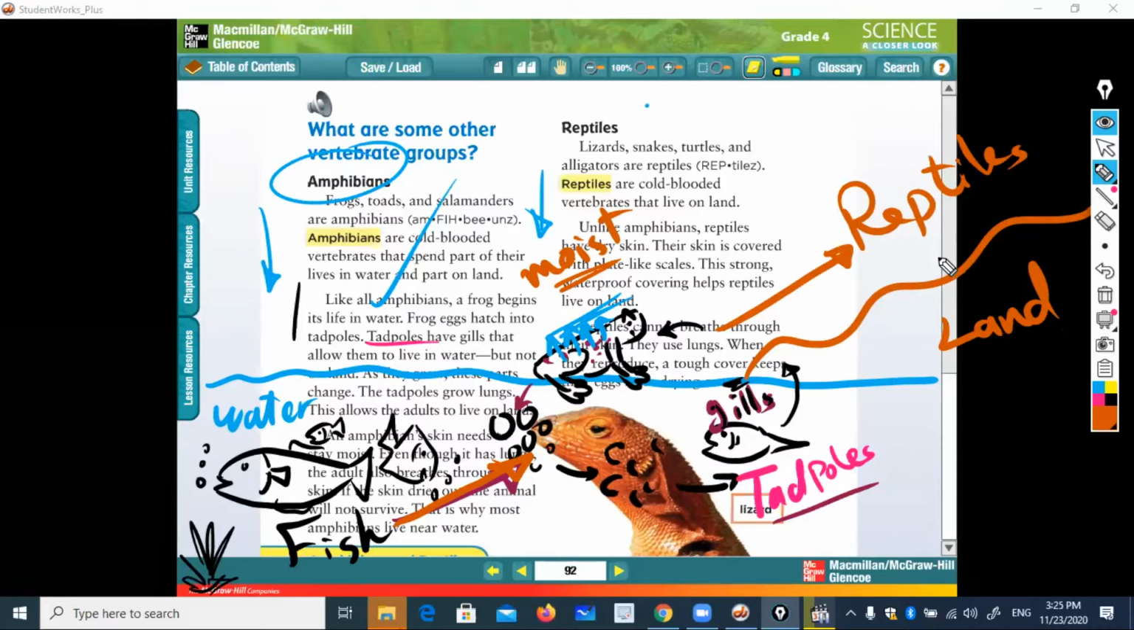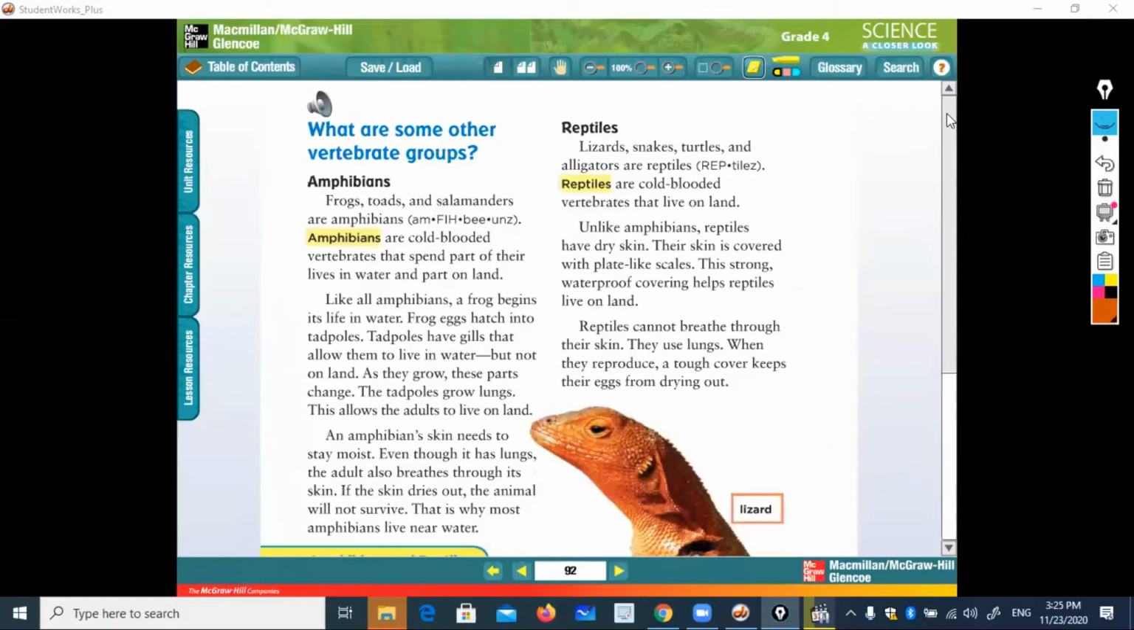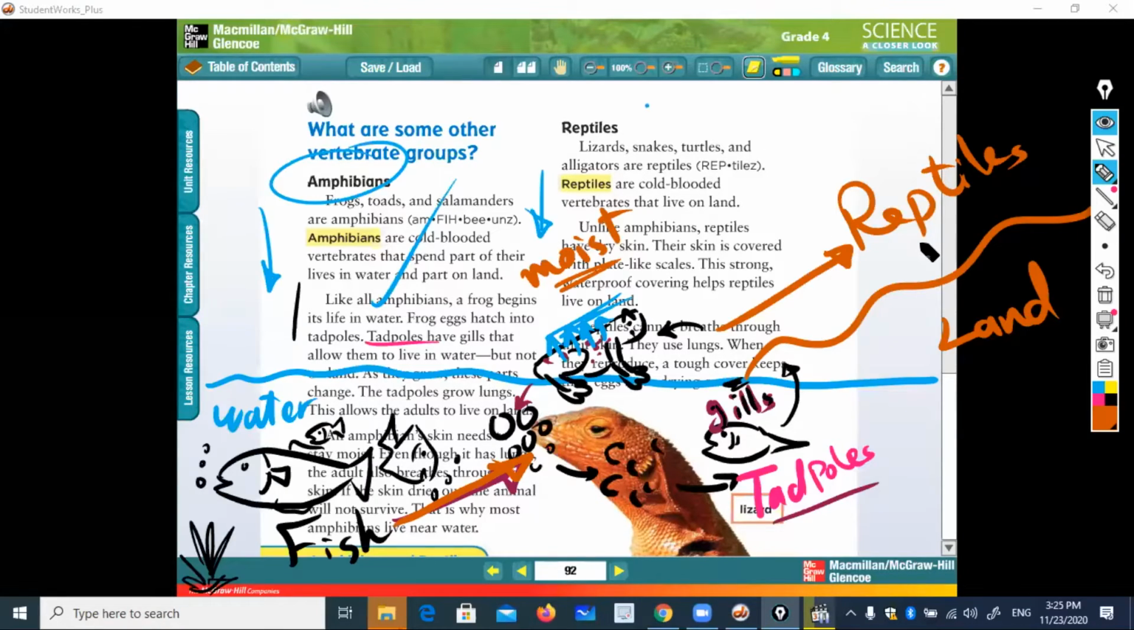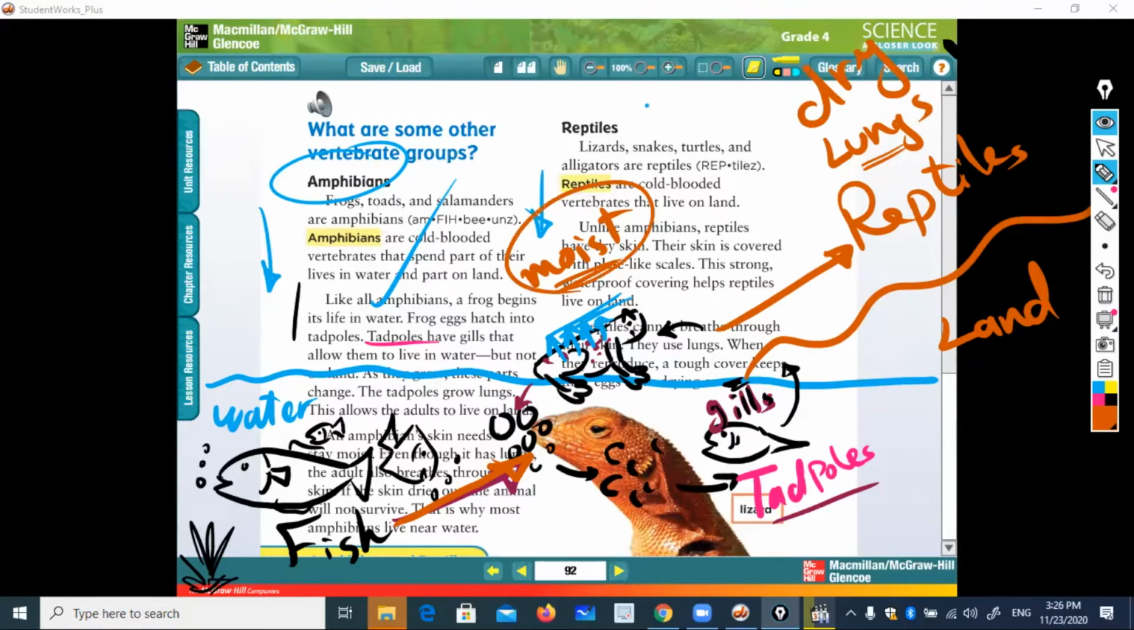Reptiles breathe by what, guys? Reptiles. What do you think, guys? Your microphone is closed. You can open it and answer. Reptiles breathe by what? Lungs. Yeah, lungs. Excellent. Reptiles breathe by lungs. Why by lungs? Because they live on the land. Yes, they don't need gills. Their skin is dry, not moist like amphibians. It will be dry. Dry skin.